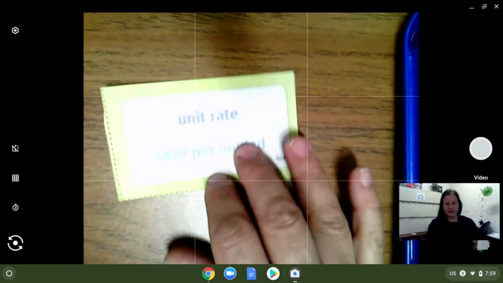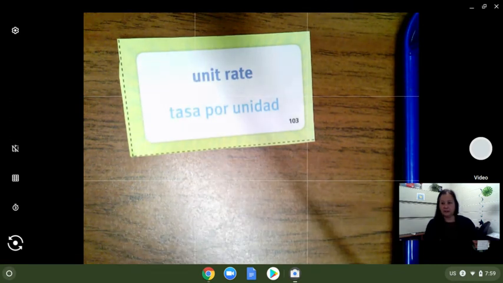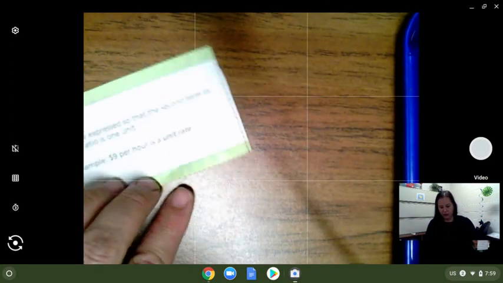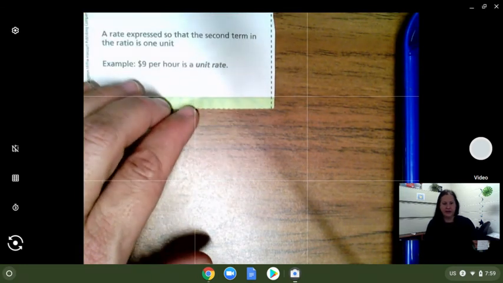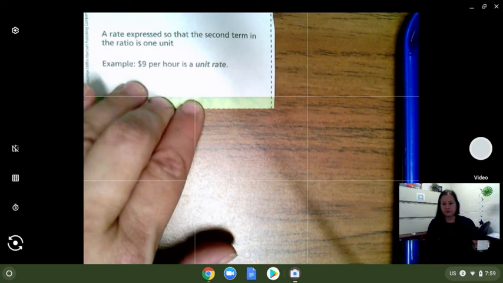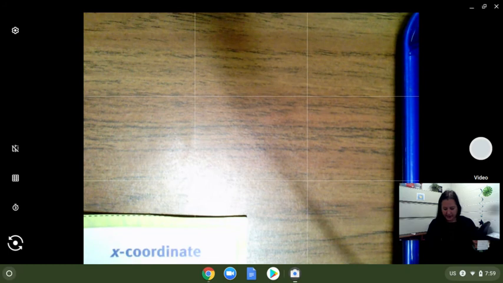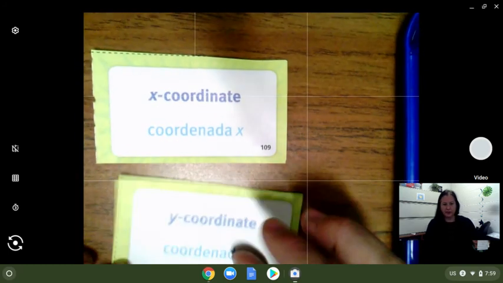A unit rate. This is where you always have a 1 on the bottom because you're finding out how much for 1 unit. A rate expressed so that the second term in the ratio is 1 unit. For example, $9 per hour. That's 1 hour. That's a unit rate. Or miles per hour. If you're driving a car, the per hour part makes it a unit rate. 1 hour.